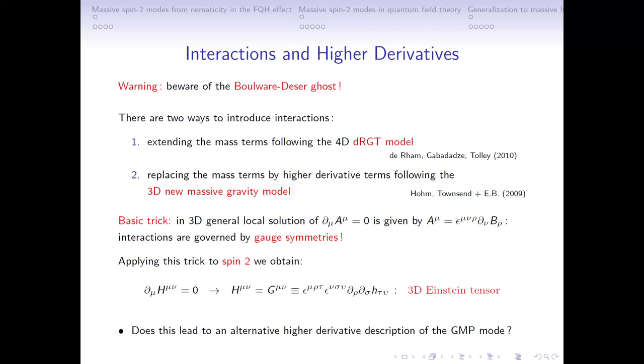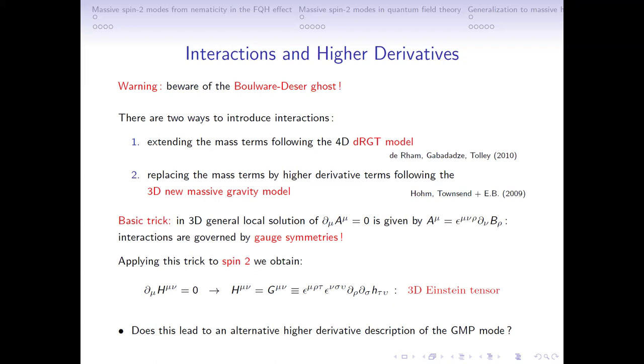If you keep adding interactions there, you have to be very careful not to induce ghosts. So we are highly restricted in these interactions. The reason that you get ghosts is that the kinetic term contains Lagrange multipliers, killing ghosts, but if you add a mass term, where the Lagrange multiplier occurs quadratically, then it becomes an auxiliary field, and then it doesn't kill the ghosts anymore.